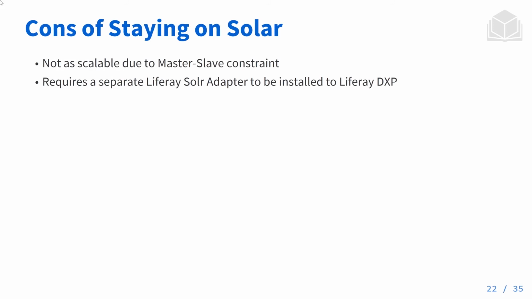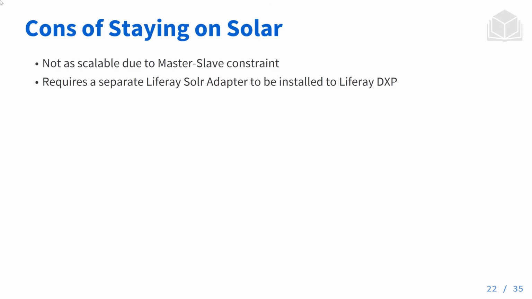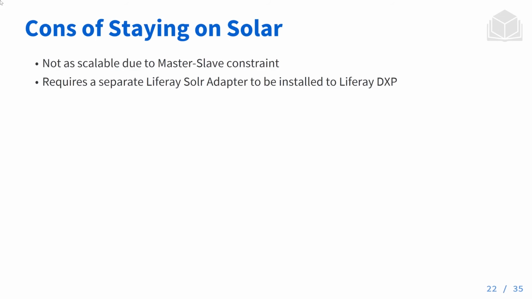Now, some of the cons. If we're staying on Solr, one of the things that we need to keep in mind is that Solr is not as easily scalable, right? You're following the master-slave sort of paradigm, whereas Elastic is just kind of plug in and then you're part of the hive mind. Along with that, in order to make Solr work, right, you're also going to have to download and install a Solr plugin. Now, generally, that's pretty straightforward, but it is just an extra step that you're going to have to take.